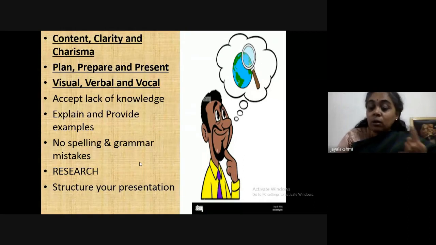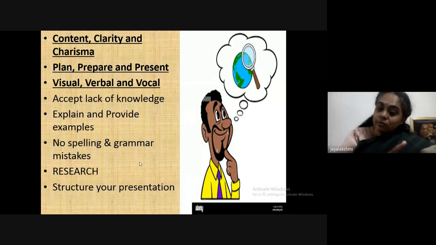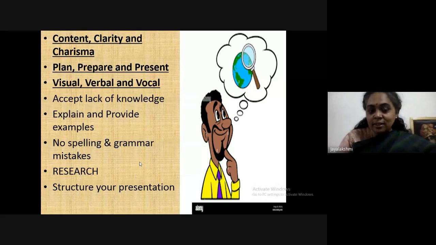So when all this is happening, how do you grasp that? How do you pull them and make them see the slide and make them listen to you? So you should plan well, prepare well, present well, so that you should have content and you should have clarity. And then, as I told you, this is a visual improvisation. So you need to have good verbal power and at the same time, good vocal power. So when you're presenting, especially when there is an audience of 200, 300, you need to be very good. Your voice should be reachable. You should be able to tell them that you know the subject.